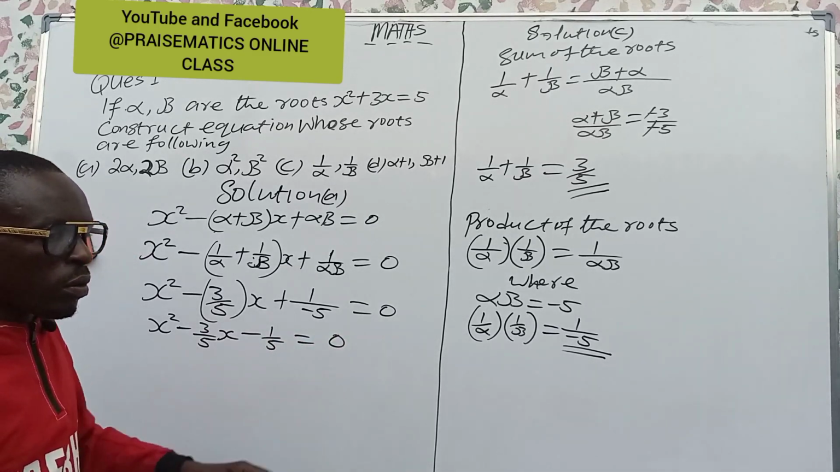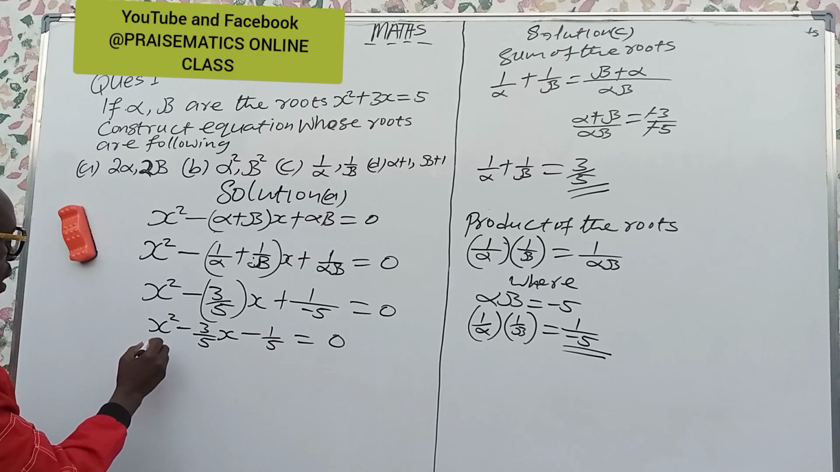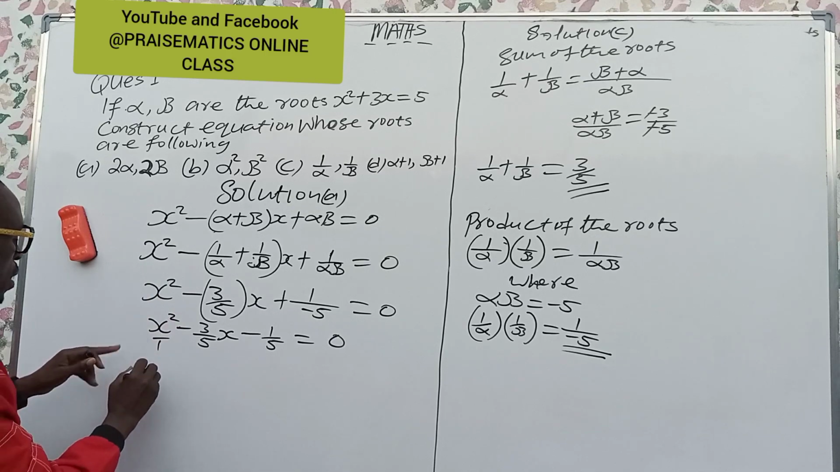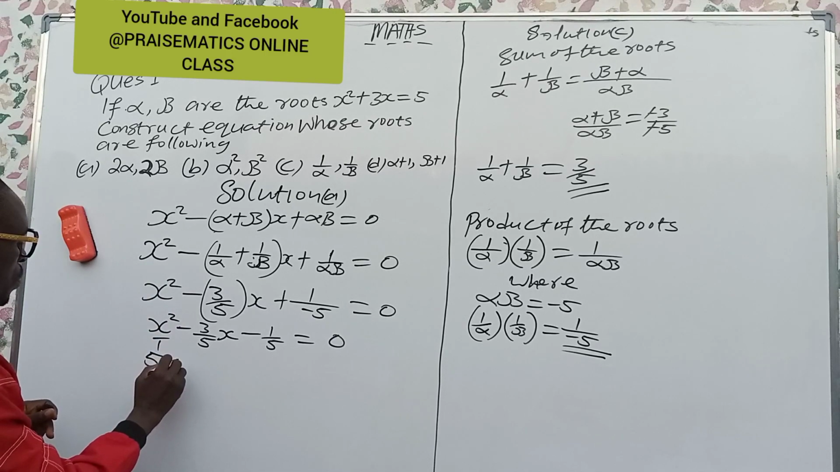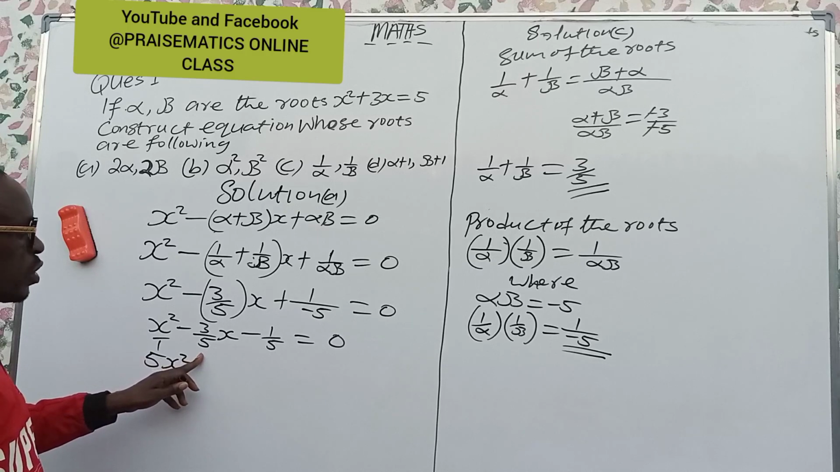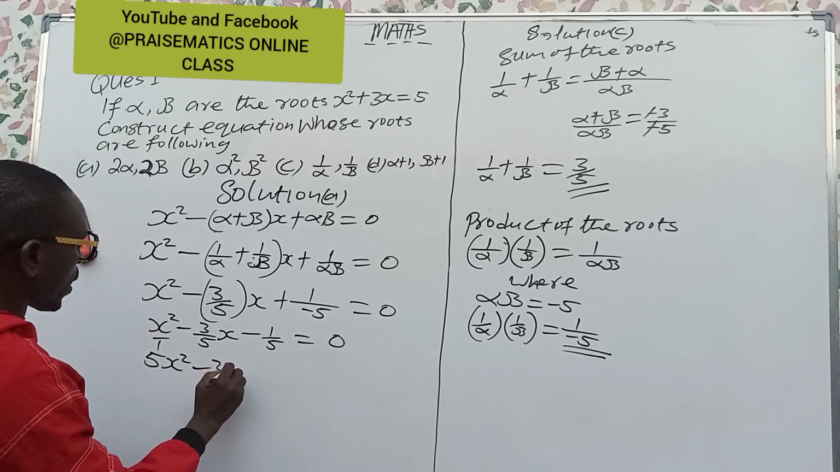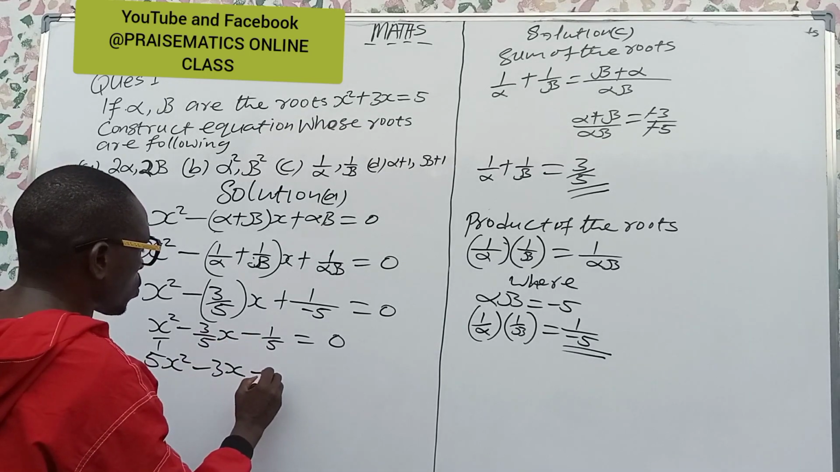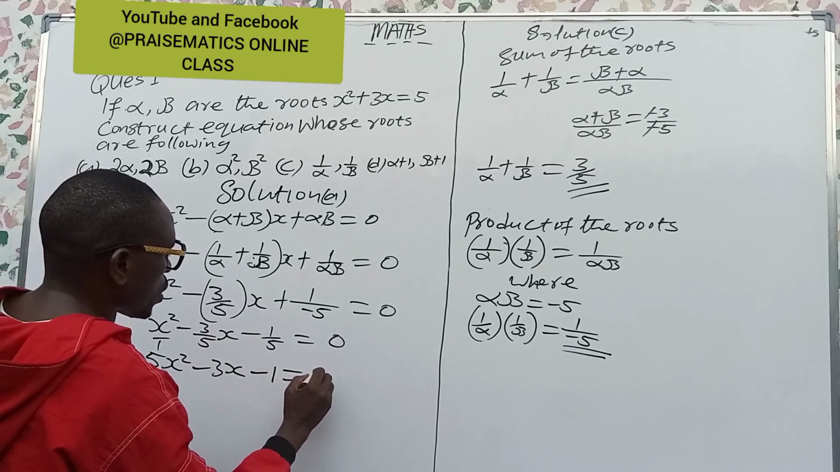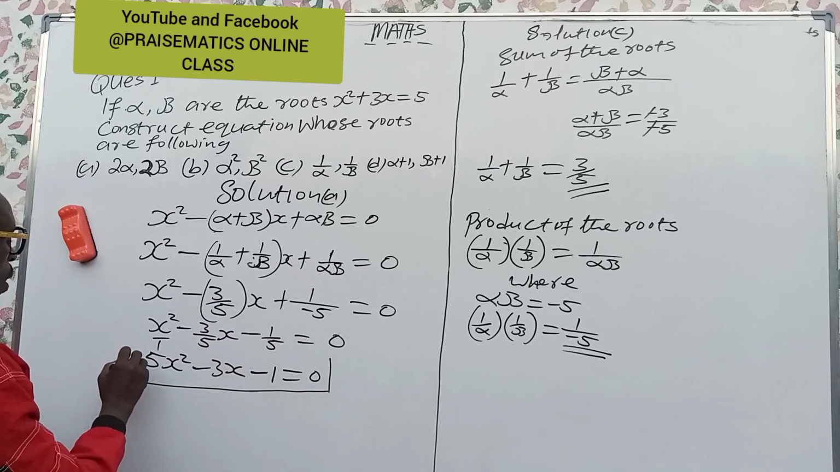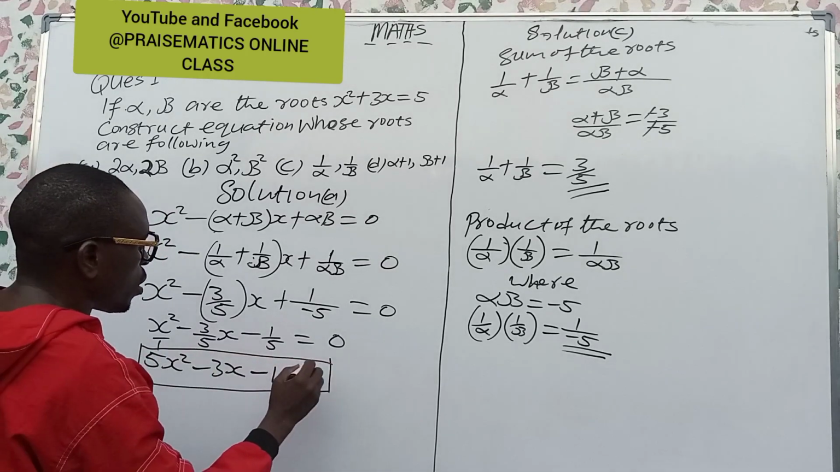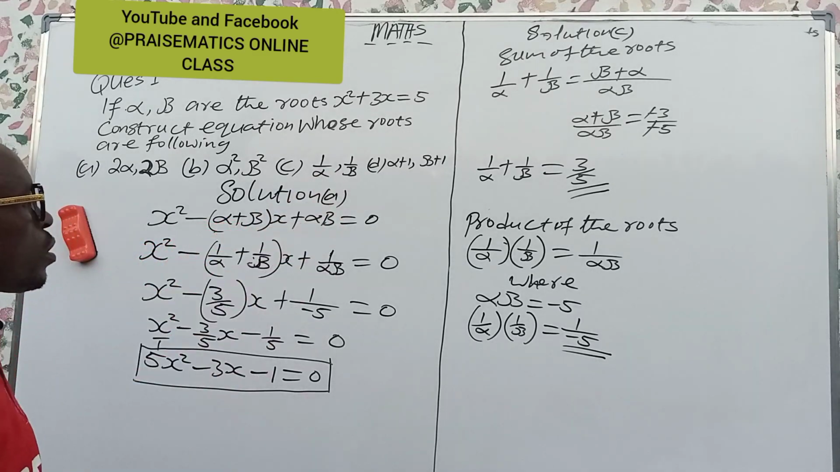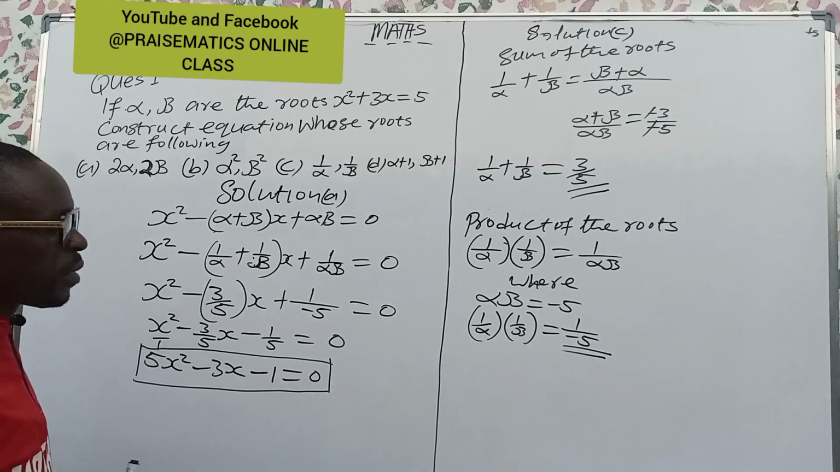Now divide through by 5. 5 goes into this, we have 1. 5 goes into this, we have 1. 5 times this will give us 5x squared. 5 goes into this once, 1 times this, we have minus 3x. 5 goes into this, we have 1, and 1 times this, we have 1. All equal to 0. So this is the new quadratic equation formed by solution C. Okay, thank you.